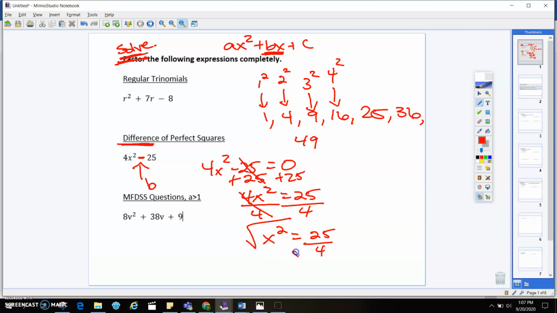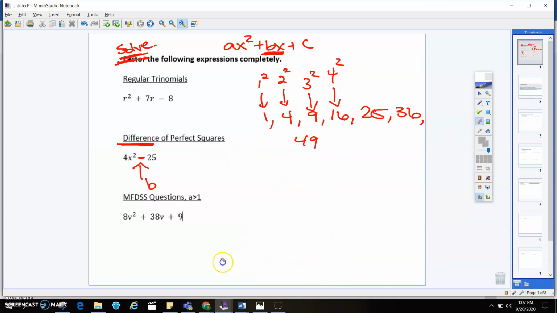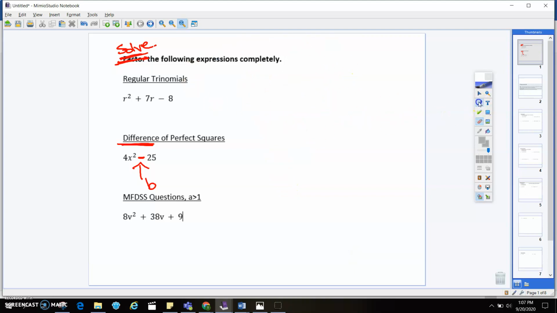Okay, so let's take the square root of both sides. So that's going to give me x equals positive and negative. I'm going to take the square root of the top, square root of the bottom, and I get 5 halves. Okay? Now, obviously this is solving. So that doesn't really help us since we're just factoring, right? Okay, so let's talk about the actual factoring piece. So that was solving by square roots, but we actually got to do the factoring piece, okay? So in order to factor this, we are going to look at the perfect square fact.